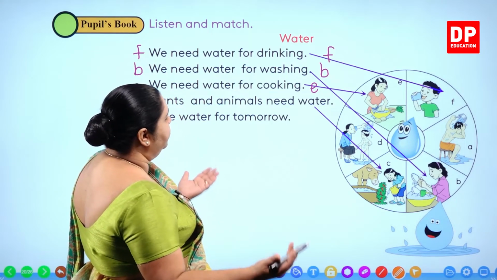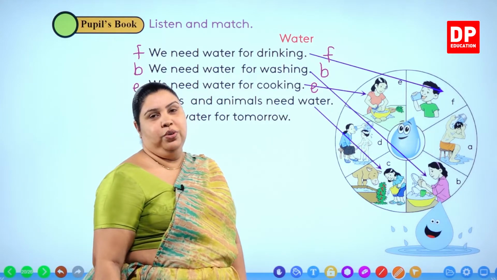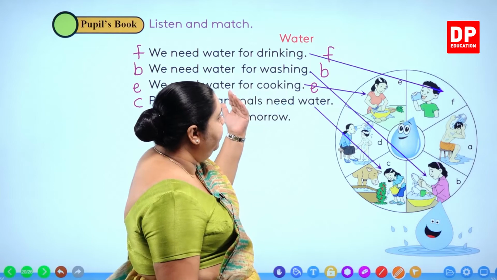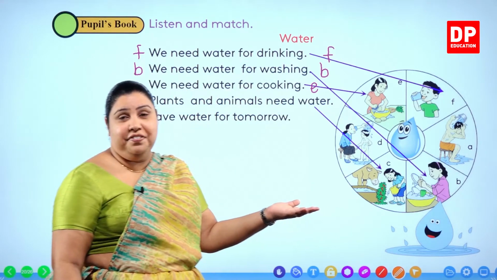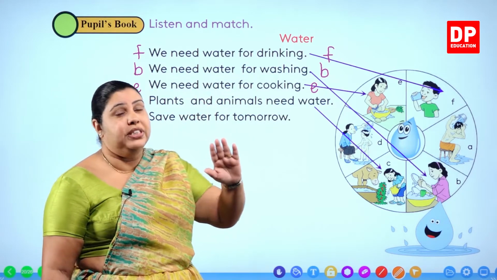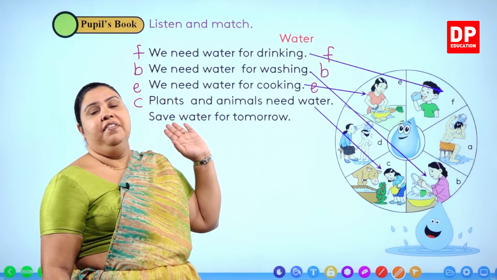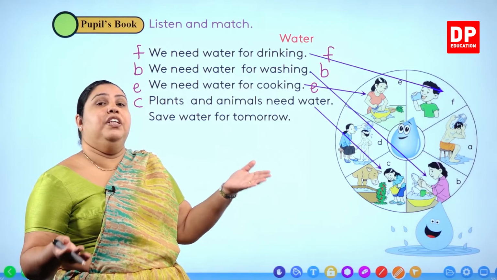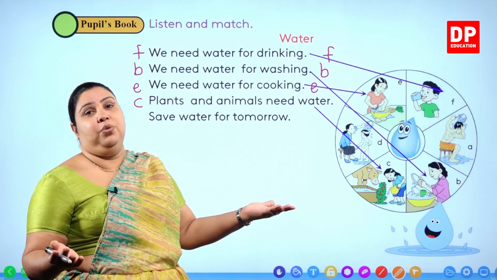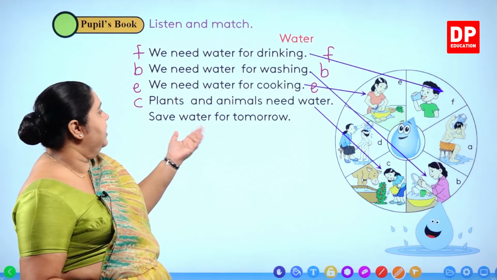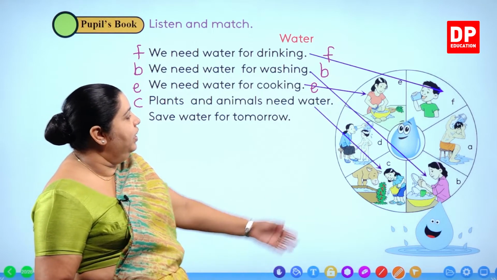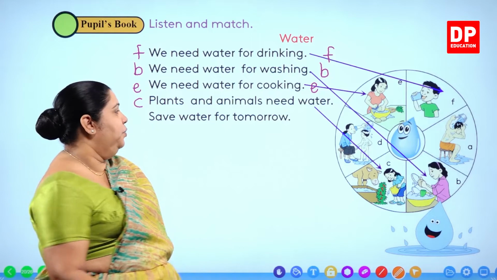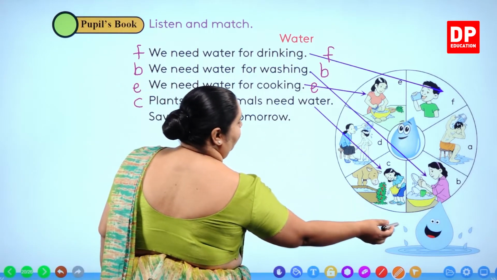We have to save water for tomorrow. Actually, we have to save water not only for tomorrow, for our day-to-day life, we need water. If we just waste water, we will not have anything. We will not be able to live without water. So the final one, save water for tomorrow. Here, can you see the water says save me for tomorrow, right? You can even draw a line from here to here.